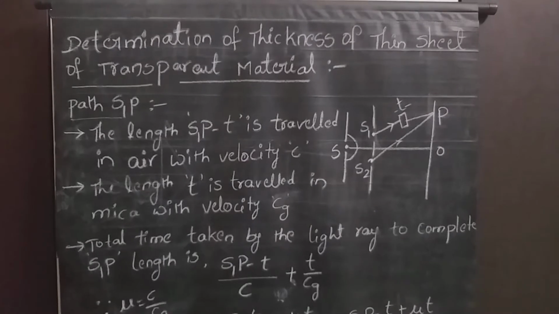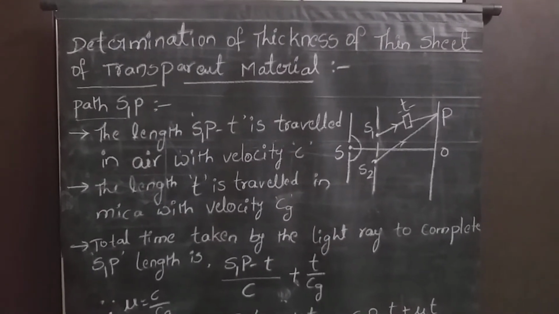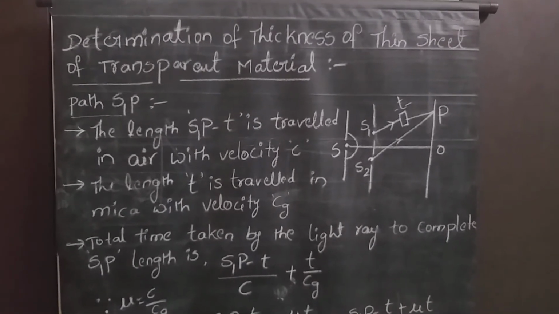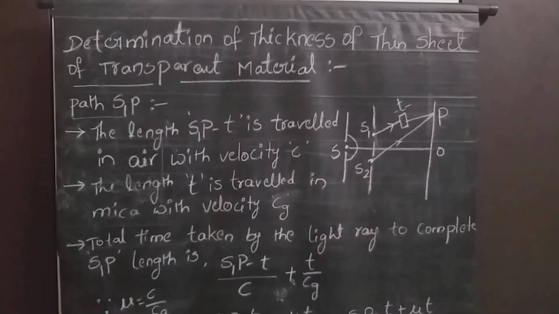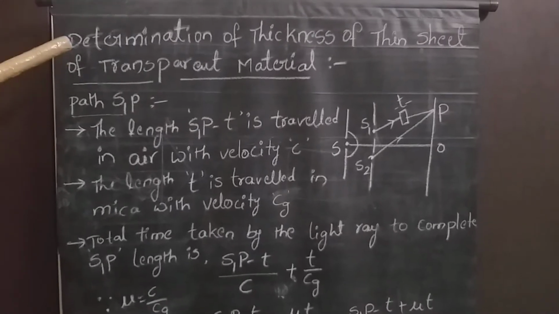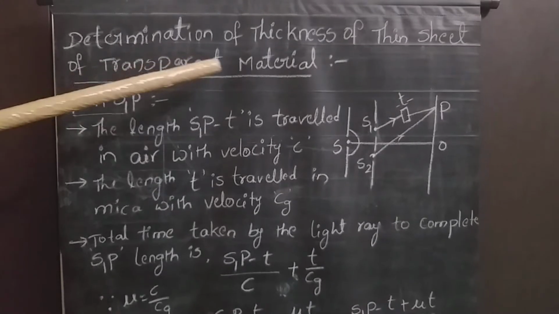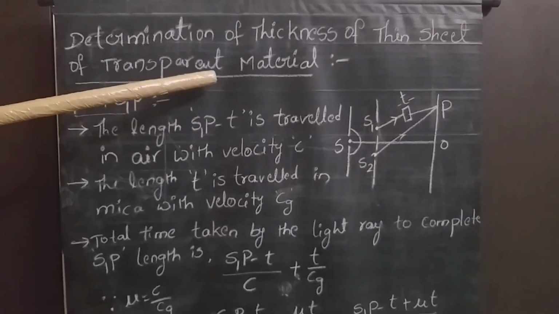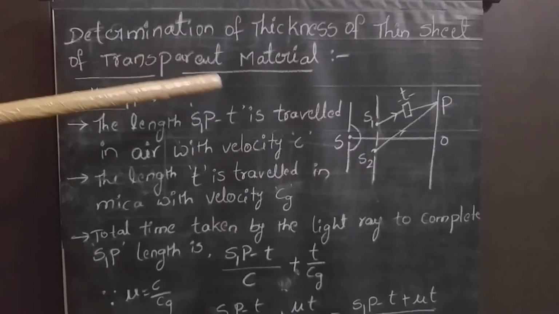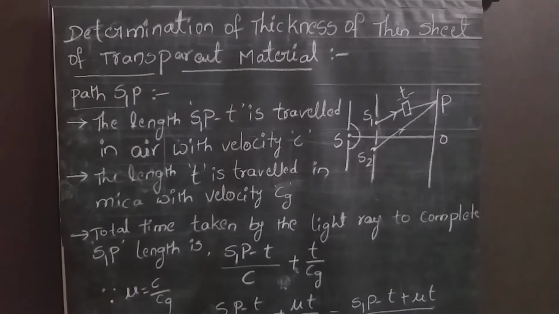In our previous video, we have seen the construction of biprism. Later, we have seen how to find out the wavelength of the used monochromatic light beam. These two topics were over. Now, in today's lecture, we will see the determination of thickness of a thin sheet of transparent material, just like mica or glass, by using biprism. This is what we need to see in today's class.